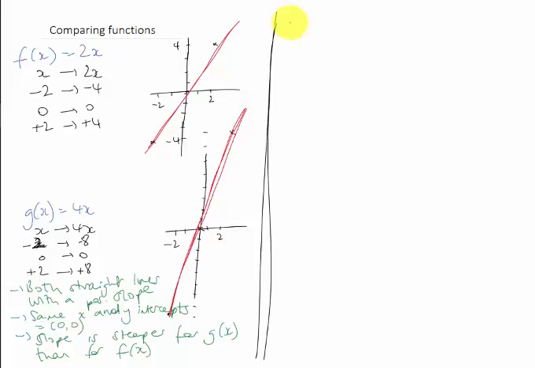Now let's just do one more. So now let's look at f, which is equal to x squared, and g, which is equal to x squared plus 2. So x goes to x squared, then minus 2 will go to 4, 0 will go to 0, plus 2 will go to plus 4. So remember, for this quadratic function, we've got a symmetrical kind of curved line. Go back and look at that if you don't quite remember.